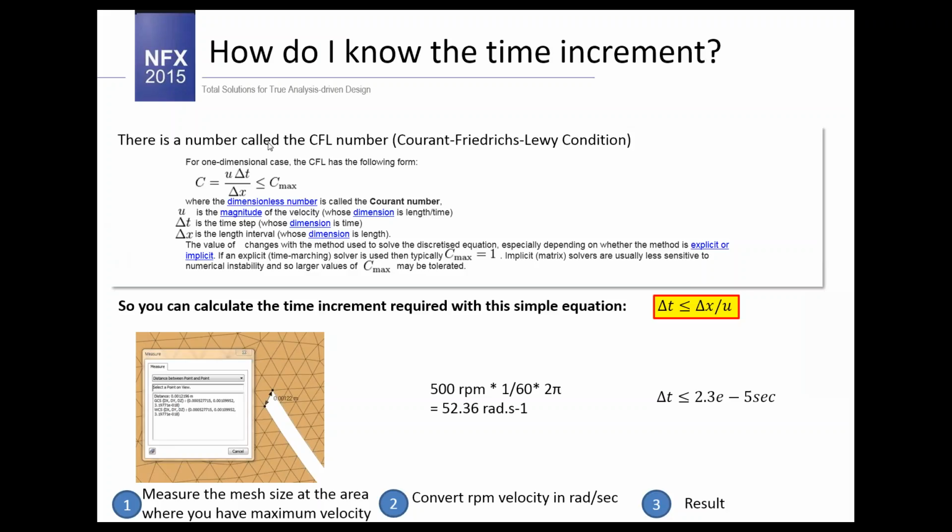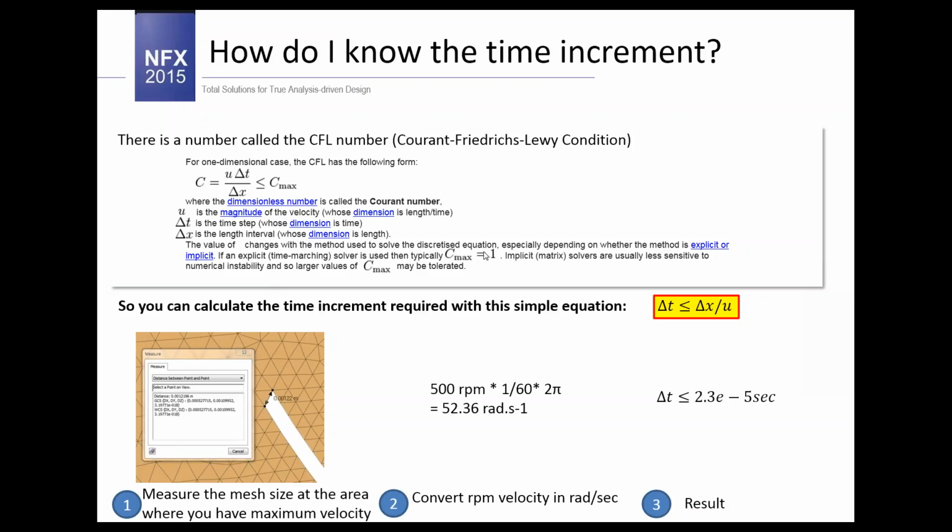This is the definition from Wikipedia. It is a dimensionless number, where u is the magnitude of the velocity, delta t is the time step, delta x is the length interval, and Cmax is a constant. If you read that, it tells you that the value of Cmax changes with the method used to solve the discretized equation, especially depending on whether the method is explicit or implicit.